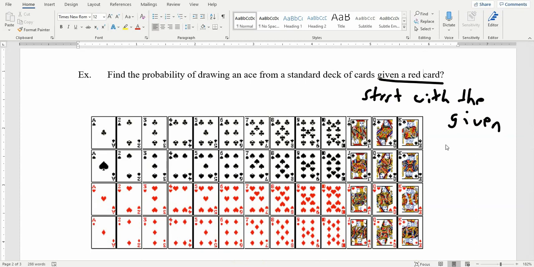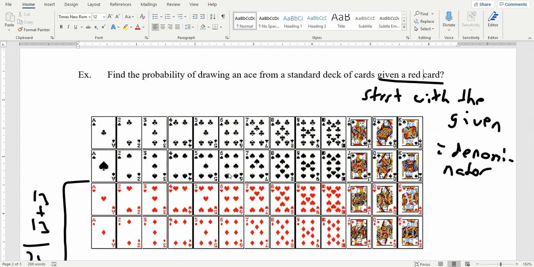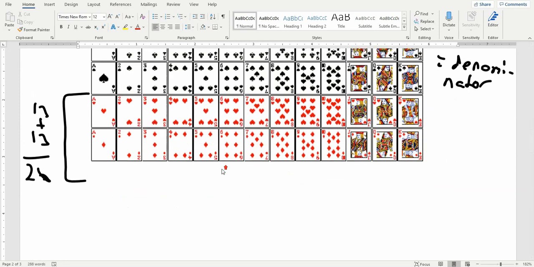That's actually going to be your denominator. These are all your red cards down here, and there's 13 per suit, so there's 26 total. And of those 26, and that's going to be your denominator, by the way.